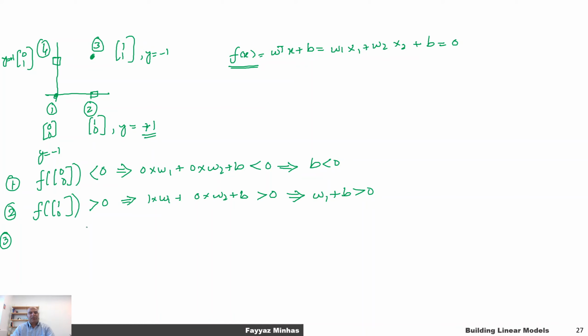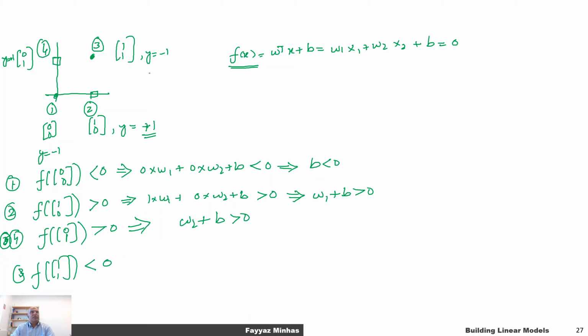We've done that in the past. And there are a few exercises that I would like you to work on that were given earlier. Let's say we got (0, 1), then we want this to be greater than 0 as well. Sorry, point 3 was actually (1, 1), so we are actually doing it for point 4 over here. For that, we get w2 plus b greater than 0. And then for point 3, we get f of (1, 1), and we want it to be less than 0 because it's negatively labeled. Therefore, we get w1 plus w2 plus b less than 0.